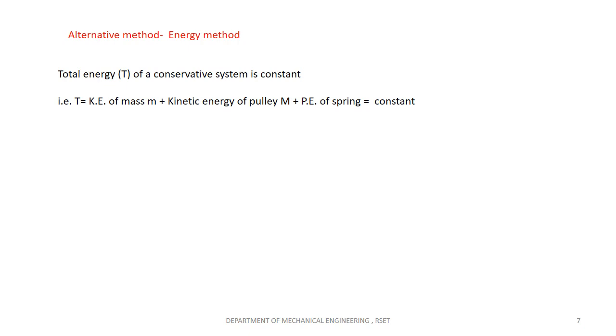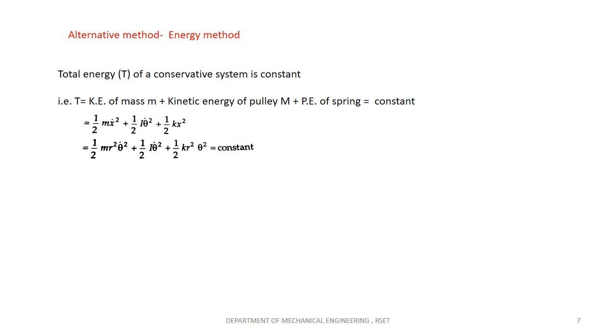So there are three energies. One is the kinetic energy of the small mass m and the kinetic energy of the pulley M. Another one is the strain energy, or the potential energy, of the spring. According to the energy method, the concept is that the total energy of the system remains constant. So I'm writing the equation like this.